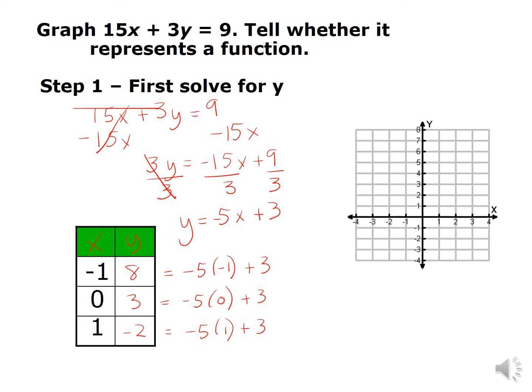My next step would be to graph my points and then draw my line. And I can see that this is represented by a function. We know it's a linear function because it's in slope-intercept form, and it passes the vertical line test, so we know that it is a function.